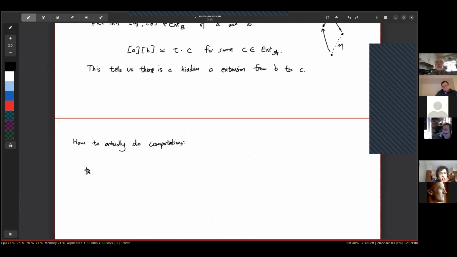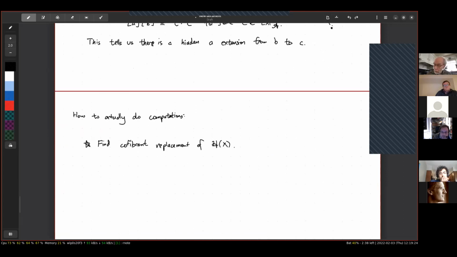So the important thing is to find a cofibrant replacement of, oops, the secondary cohomology of X. And there's a trick here, which is that we start with a free resolution of the ordinary cohomology.